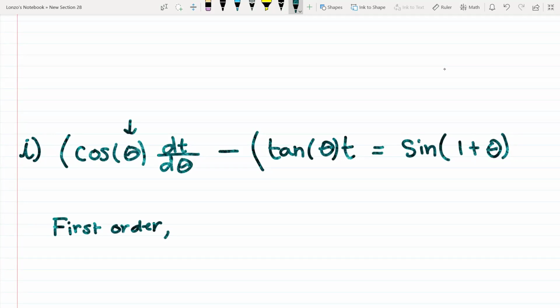As long as this letter does not have a t in it, it's fine. So cosine of theta would work. If it was just regular cosine, no, it would not work. So this checks out. This one is also fine because this is a power of 1, and also because this theta does not have a t in it, the coefficient does not have a t. This is fine. This is also fine. This is sin of 1 plus theta, which is fine. So this makes it linear.